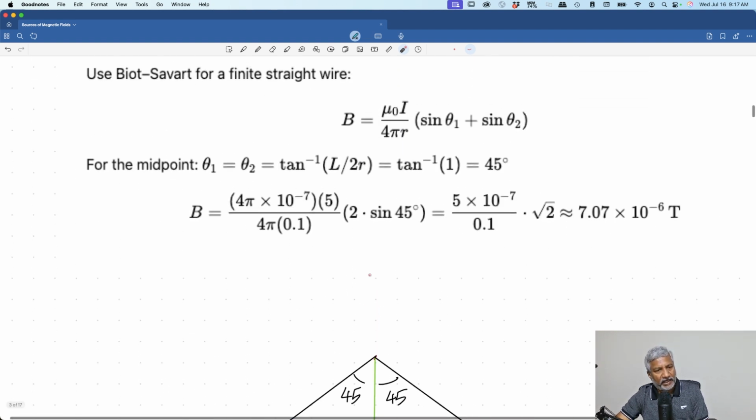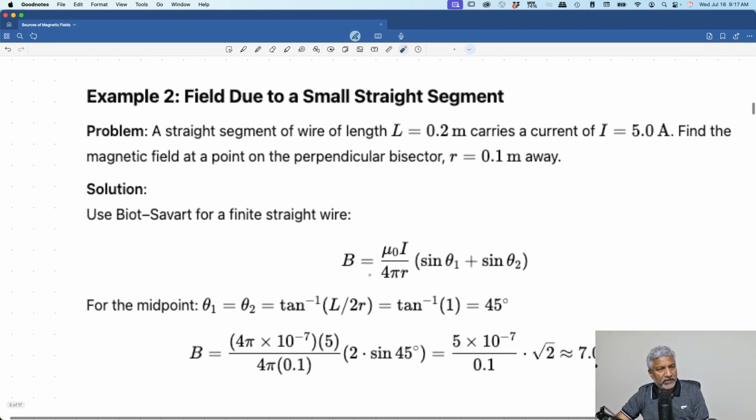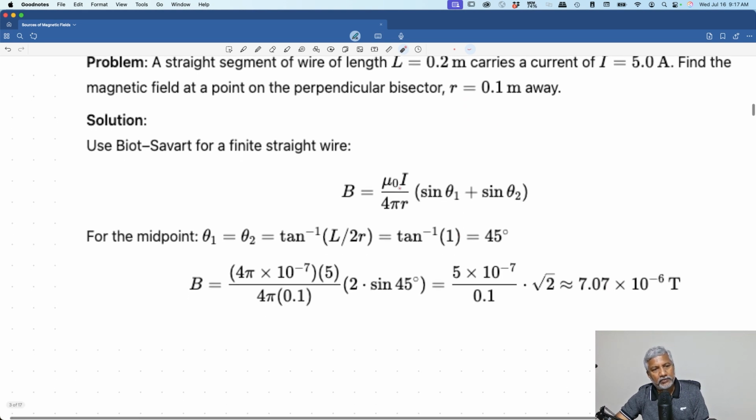So those are the angles. In this question, the length is given as 0.2 meter. The current is given and R is given. So all you've got to do is substitute into this formula and you would get the answer.